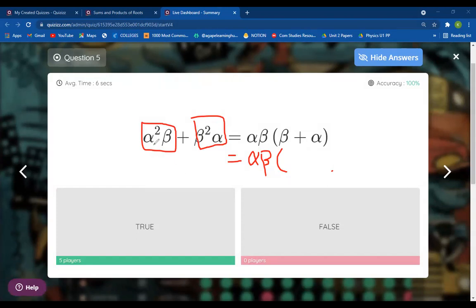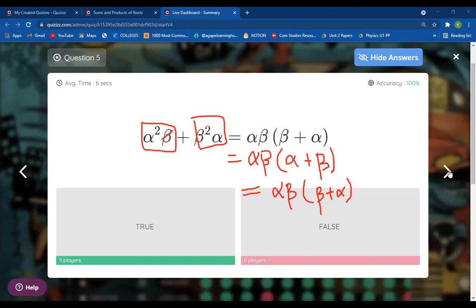Alpha and beta. If I take out alpha and beta here, I remain with alpha plus... If I take out alpha and beta here, I remain with beta. But this could also be written as beta plus alpha, because addition is commutative. So everybody understands that? Beta plus alpha is the same as alpha plus beta. You understand that? Yes, miss.